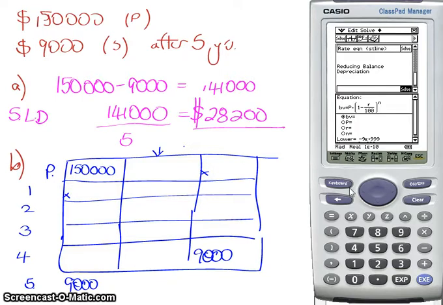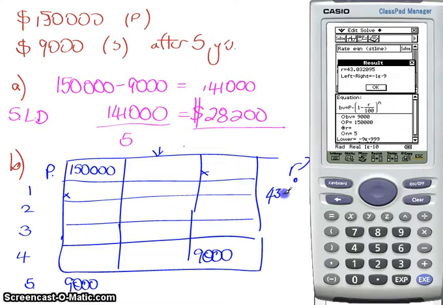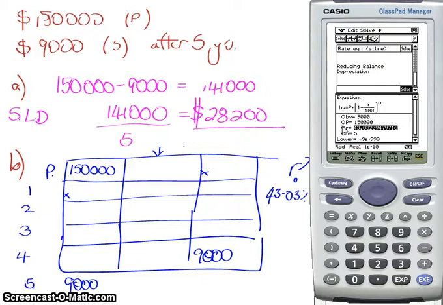So first I need to work out the rate. I need to know the interest rate that it's depreciating at. Now, the purchase price is $150,000. Rate I don't know, and tick that box. How many time periods? 5 years. And the book value after 5 years, I'm told, is $9,000. So now I can solve for R here. And it tells me that R is 43.03%. So that means each year I lose 43%.